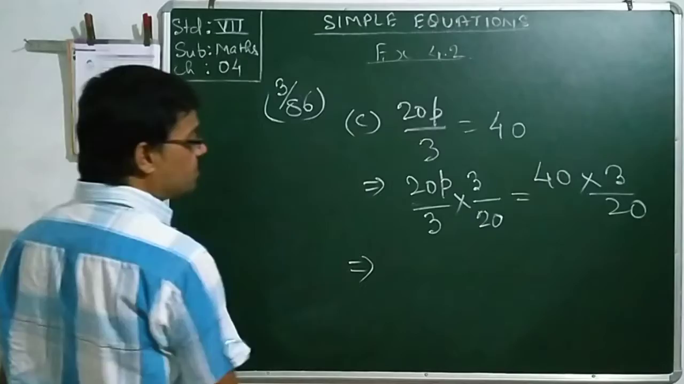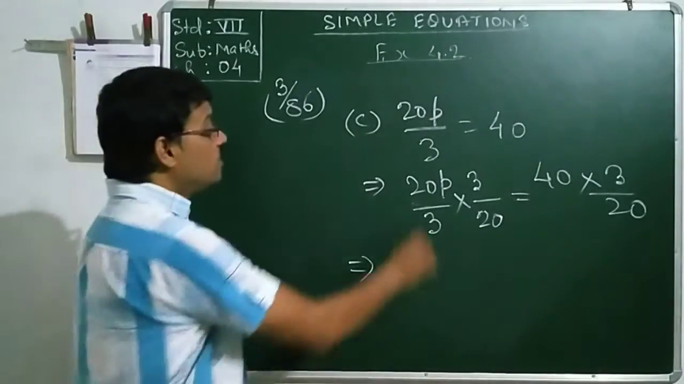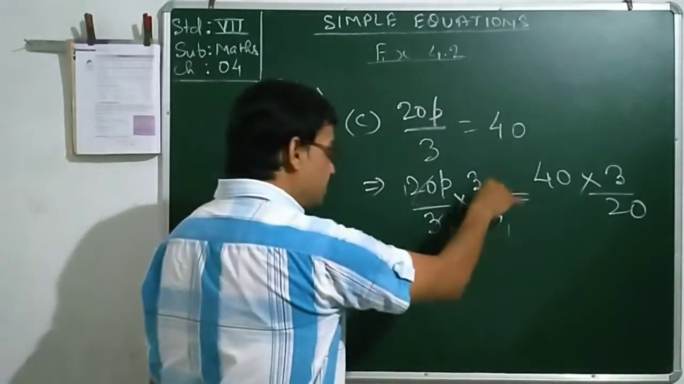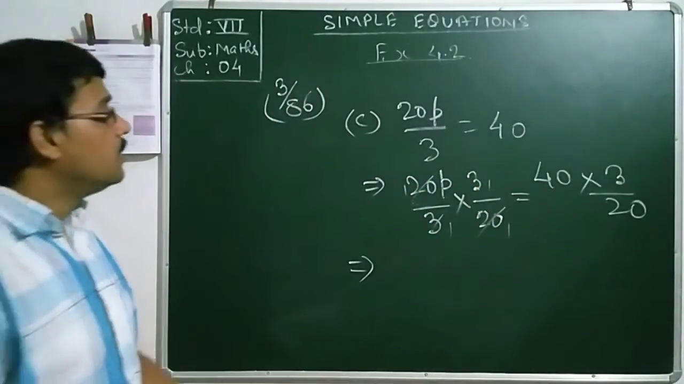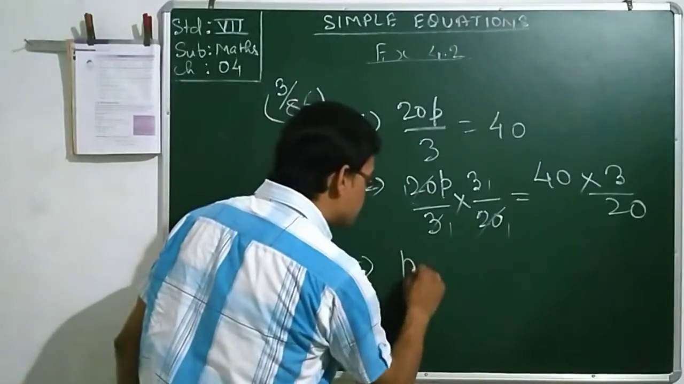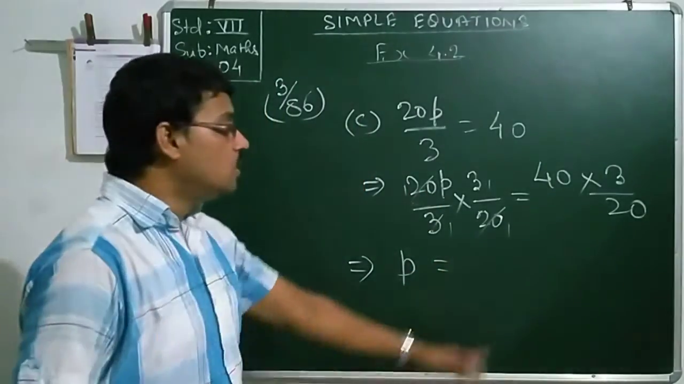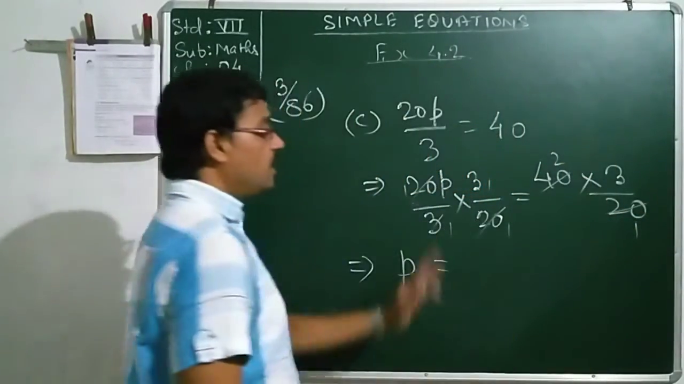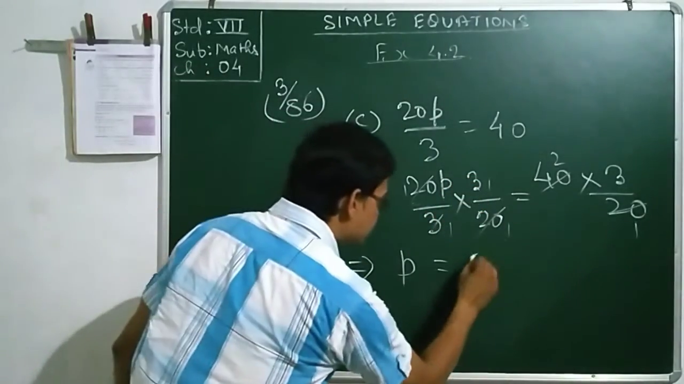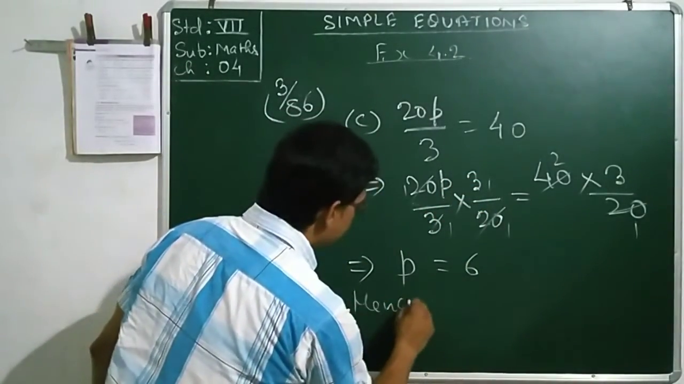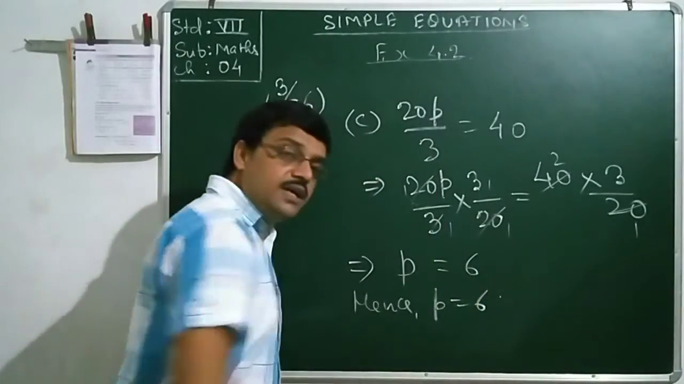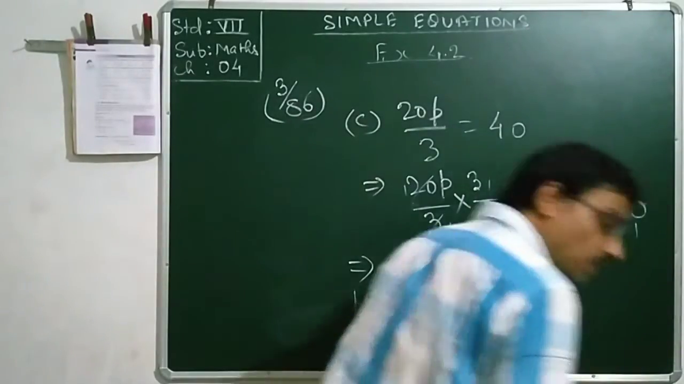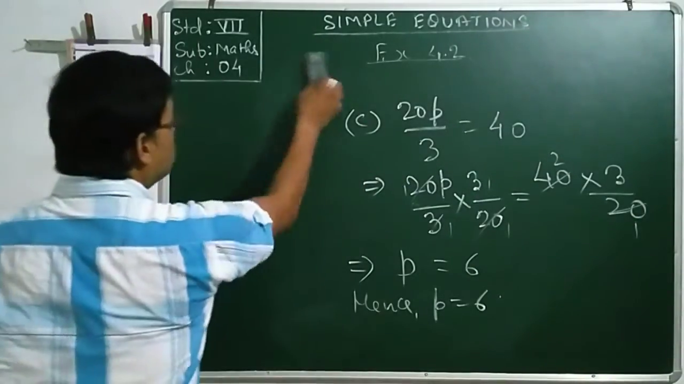In the next term, what do you get? 20 and 20 reduced to 1. 3 and 3 reduced to 1. Only 1p, that means p equal to 40 over 20 into 3. 20 2s are 40 and 2 into 3, that is 6. Hence p equal to 6. In this way you can solve the rest of the sums. Come to the fourth one.